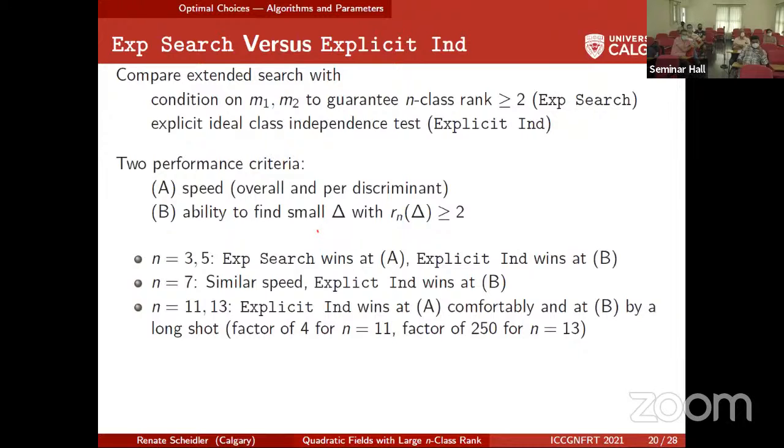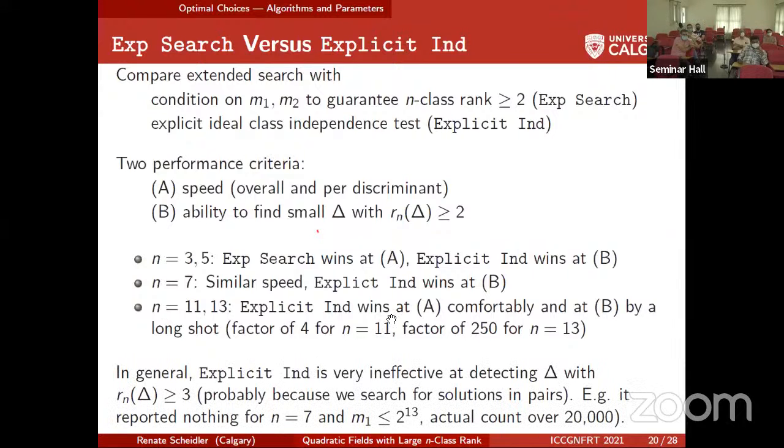So that is the algorithm to go with if you want to start computing bigger n-class rank, if you want to move to 19 or 23, okay? In general, the explicit independence test version is very effective at detecting... let me rephrase this. There was one disappointment: this algorithm finds a bunch of independent ideal classes. In general, it finds 2 of them, okay? But it's actually very, very bad at detecting higher n-class rank.